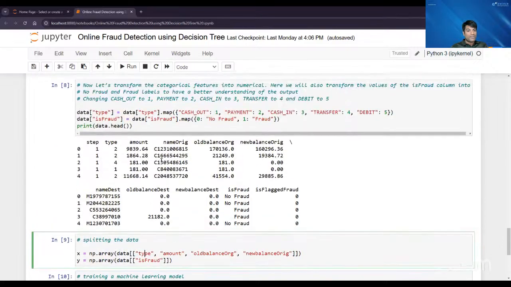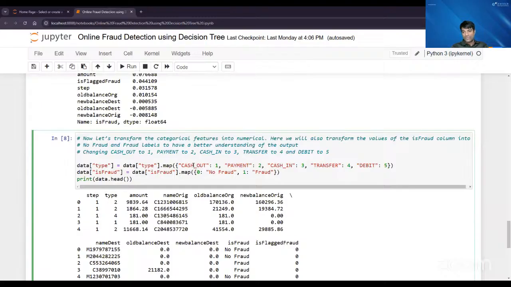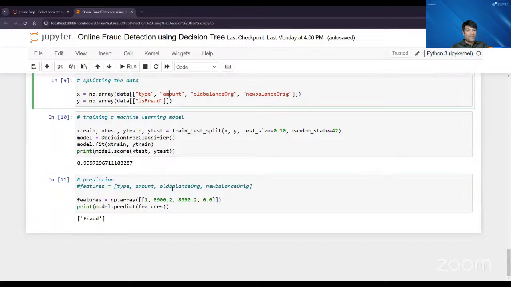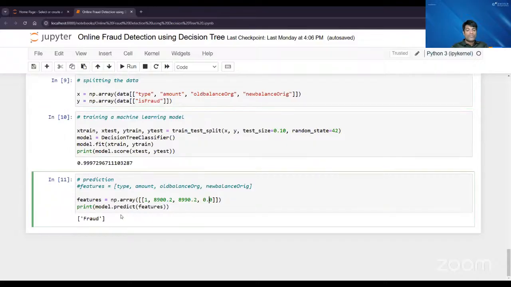So what is the type of transaction which is there? It's a cash out. Now if you see, if you're doing a cash out, the amount is 8,900. Old balance was 8,990 and the new balance is 0. And if you're predicting, it is showing that the transaction is a fraud. So that is what our prediction basically is.